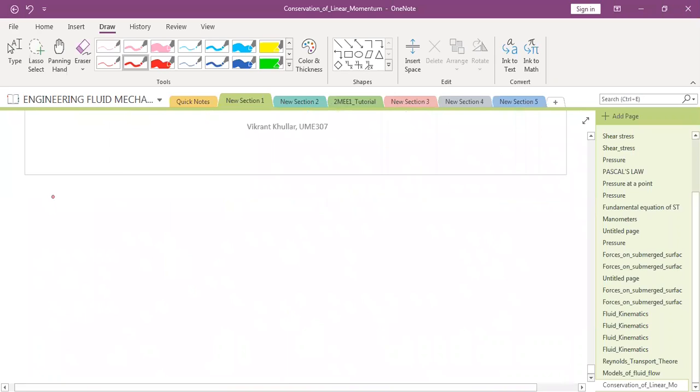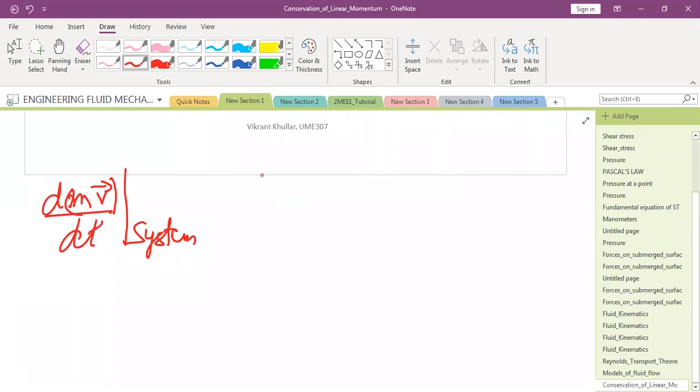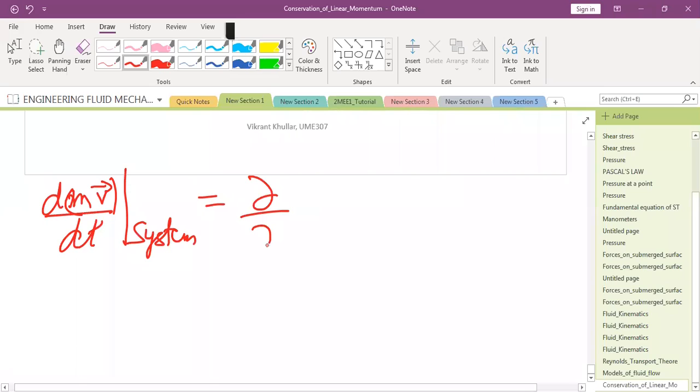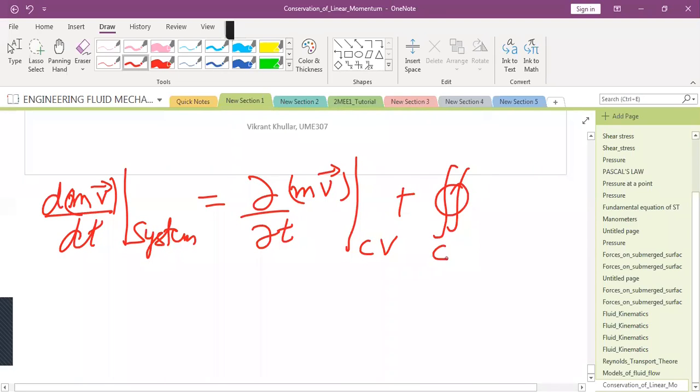So I am putting it here. This was d(mv) upon dt. This is for the system. This is equal to curly by curly t of m into v, this is for the control volume, plus the surface integral over the control surface, v rho v dot dA.